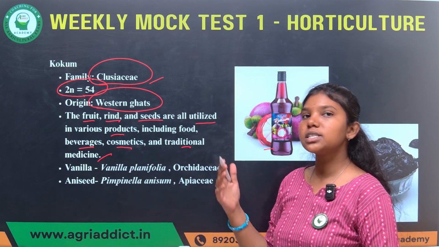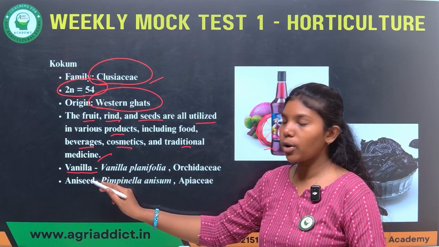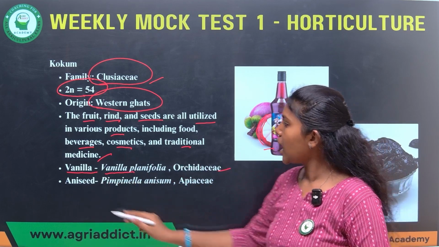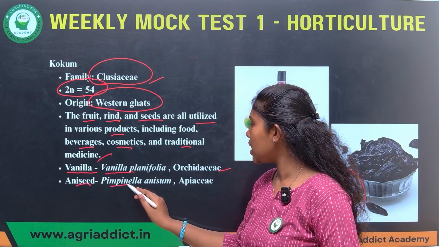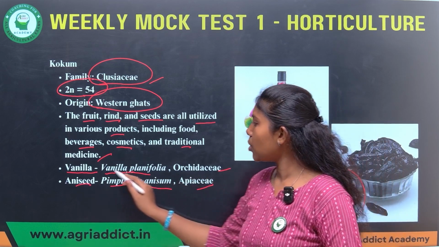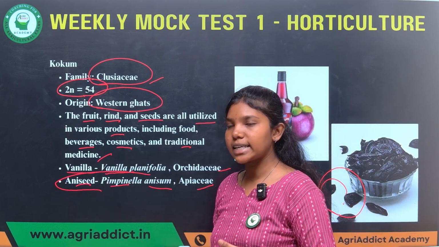Then about the options given in the question, vanilla, botanically known as Vanilla planifolia, belongs to the family Orchidaceae. Aniseed, botanically Pimpinella anisum, belongs to the family Apiaceae. These are the important things to be studied when it comes to medicinal plants. We'll go to the next question.